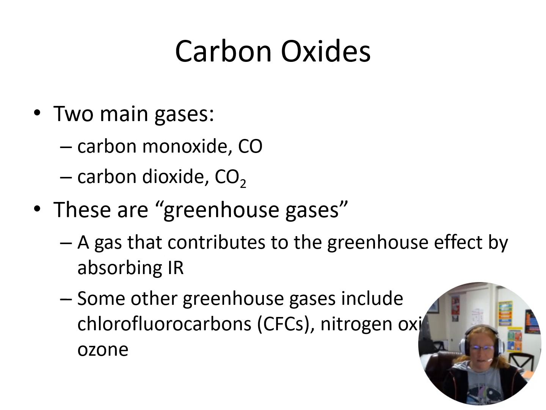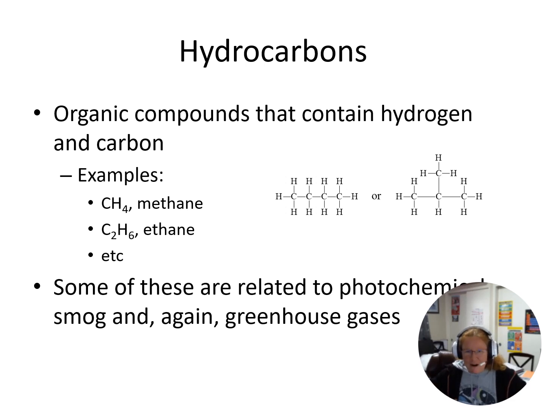Other greenhouse gases: chlorofluorocarbons, some of those nitrogen oxides, ozone. Ozone is actually a greenhouse gas. Again, we need our ozone layer, but ozone floating around in the atmosphere is actually a greenhouse gas. It absorbs this infrared radiation too, and it is contributing to pollution and the warming and the climate change effect that we're seeing.